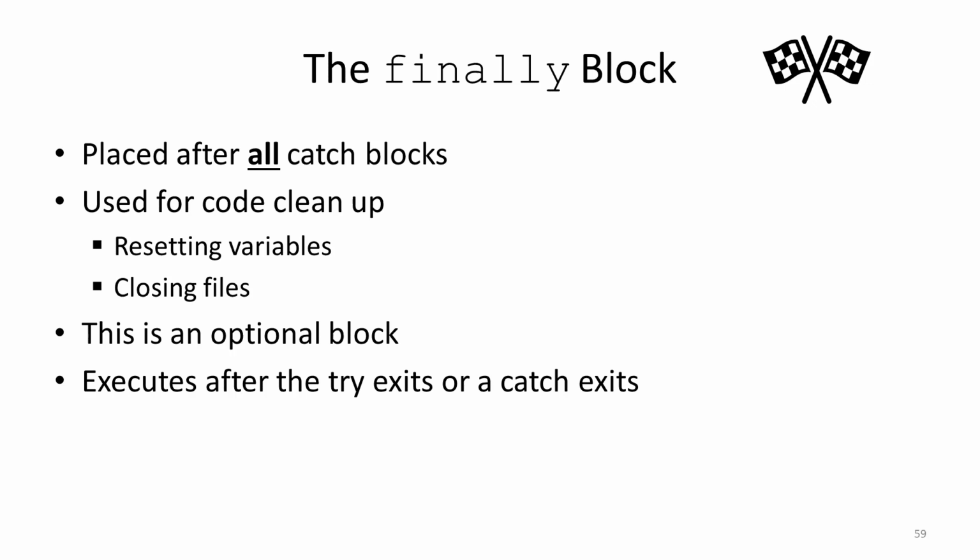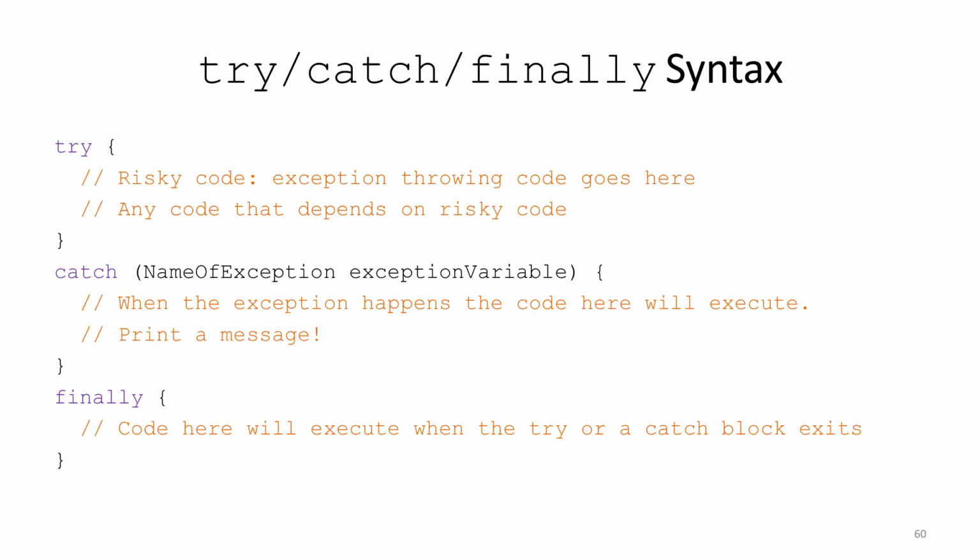A finally block is typically used for what's called code cleanup. So things like resetting your variables, closing files if you're working with files, or even closing a scanner. You can close your scanner if you're done with it. This is an optional block, so you don't need to have it. And the finally block executes after the try exits or a catch exits. So this is what it looks like. So you still have the try catch, and then after the catch is the finally.